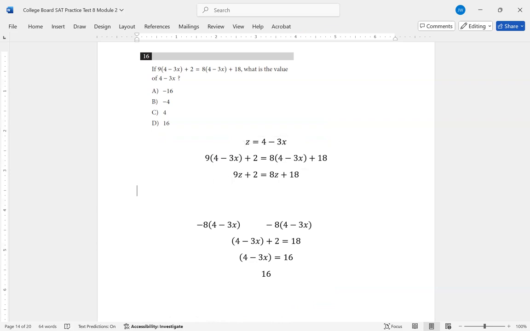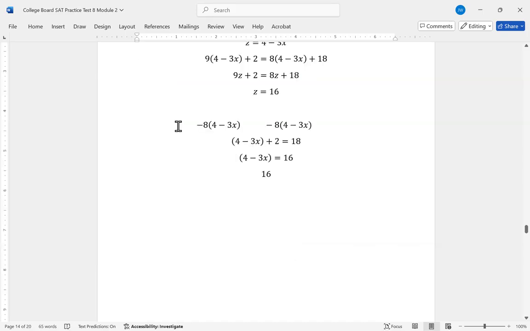And then it's pretty easy. You subtract 8z from both sides, subtract 2 from both sides, and you get z equals 16, which tells me 4 minus 3x is equal to 16. So that's another way to do it if you don't like seeing 4 minus 3x as a single value. Just replace it with the letter z and then solve this linear equation for z. But in any case, the answer to question 16 is D, 16.